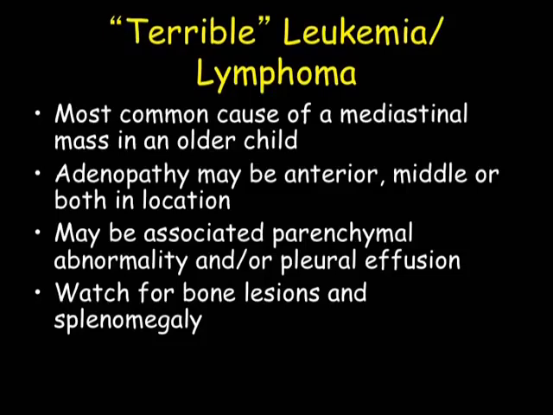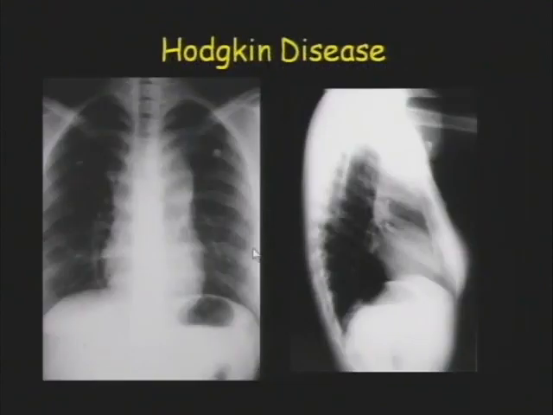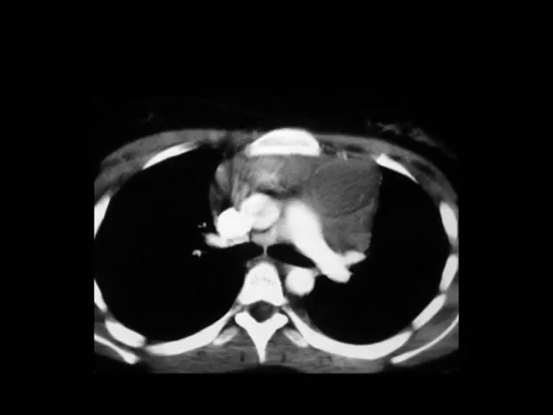Be sure to look at the bones and at the spleen for associated abnormalities. Here's a patient with leukemia, and you can see the extensive bony destruction and periosteal reaction, as well as osteoporosis, in addition to the mediastinal adenopathy. Here I managed to find a case of Hodgkin's disease that involved only the anterior mediastinum. There it is there.